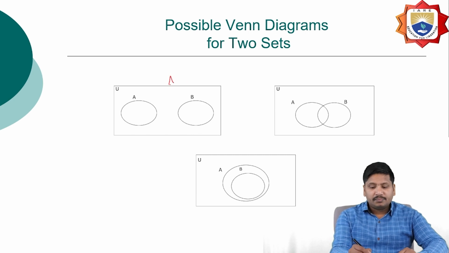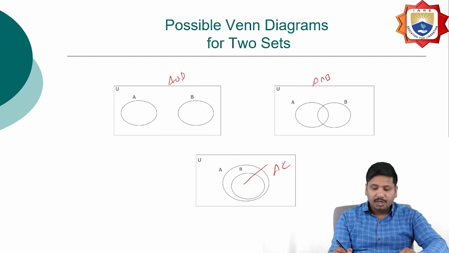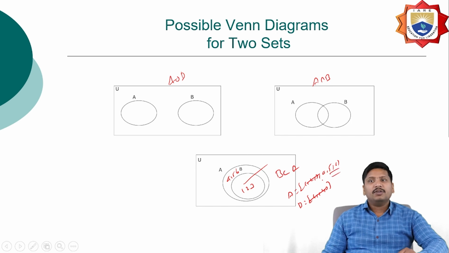So this is A intersection B, and this is A and B, and this one is treated as B is a subset of A. So that means the elements in B are 1, 2, 3 and A has 4, 5, 6 also. So A is 1, 2, 3, 4, 5, 6 and B is equal to 1, 2, 3. So these are the elements which are common to both, so I can represent 1, 2, 3 inside and 4, 5, 6 outside.